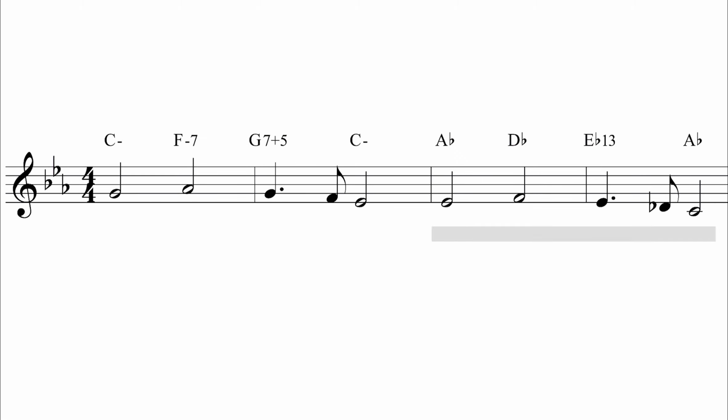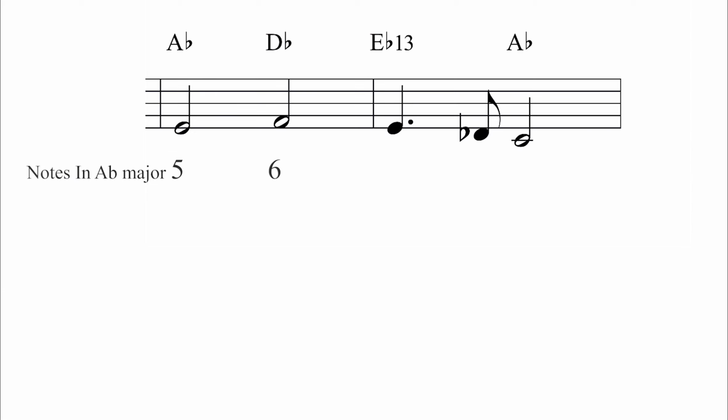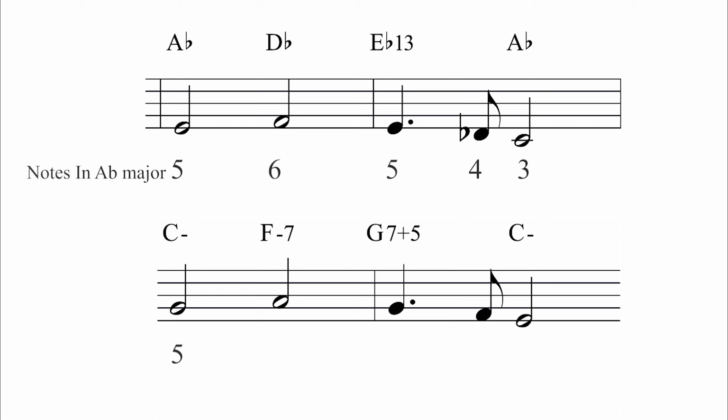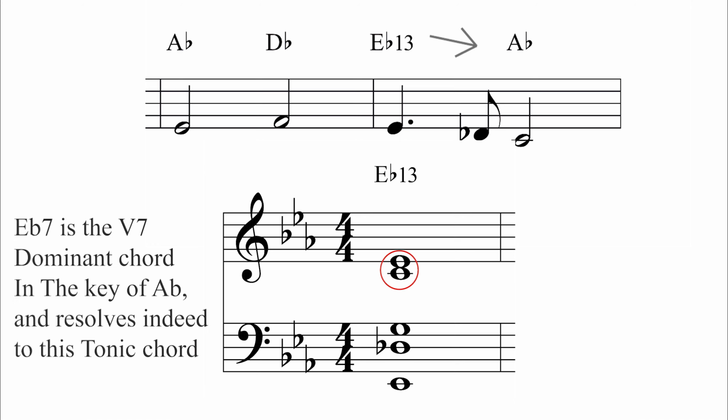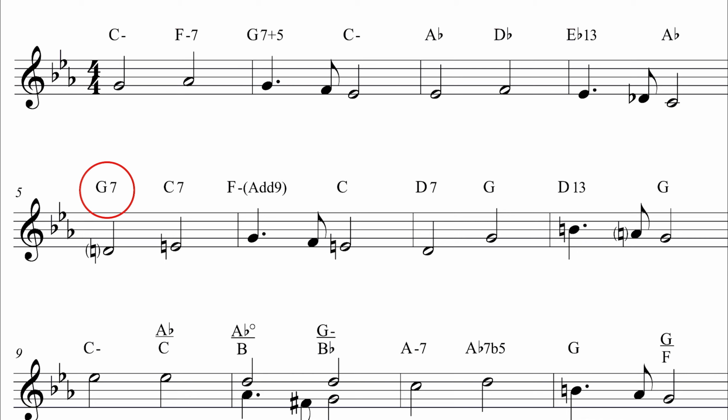Bar 3, the first melodic phrase is now repeated verbatim, but in A flat. The melody notes in A flat are 5, 6, 5, 4, and 3. We have just heard these exact numbers in bar 1, but in C minor. 5, 6, 5, 4, and 3. Such beauty in repetition. The E flat 5 chord contains the C natural a third below the melody. This makes it an E flat 13 chord. Cool, huh?